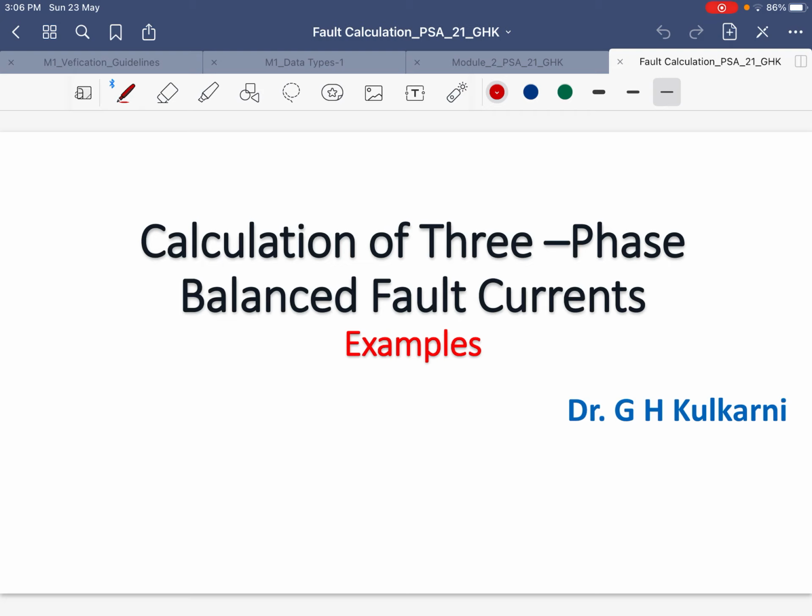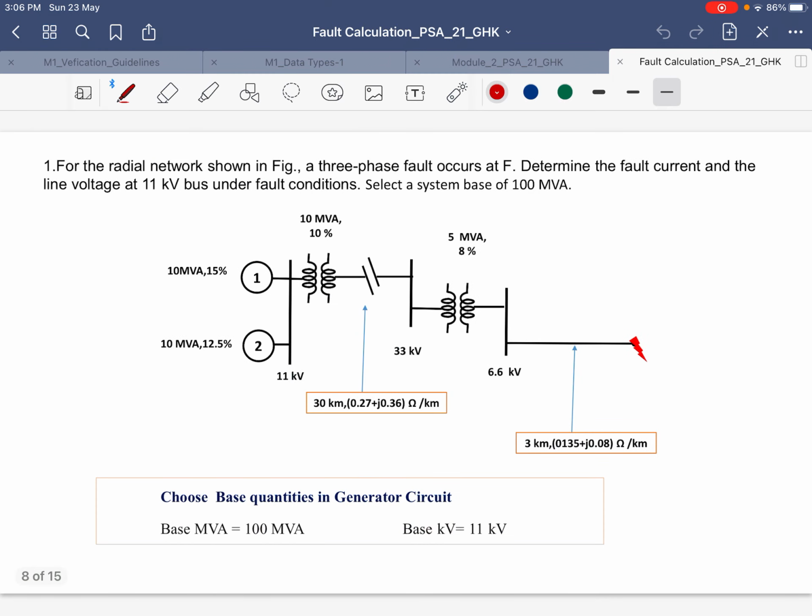In this session, we'll see some examples on three-phase fault under two different conditions. One is when the system is unloaded, and in the other case the system is loaded. The first example I'm taking here is the system under no load condition.